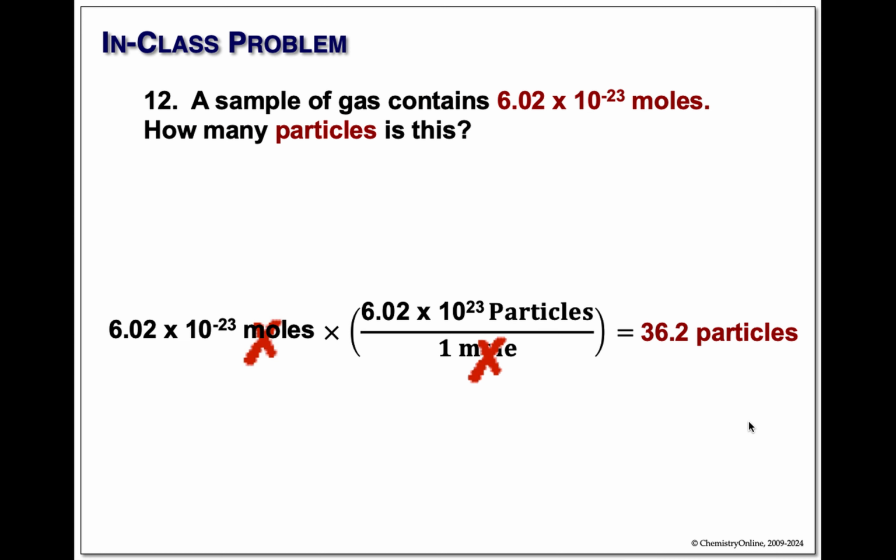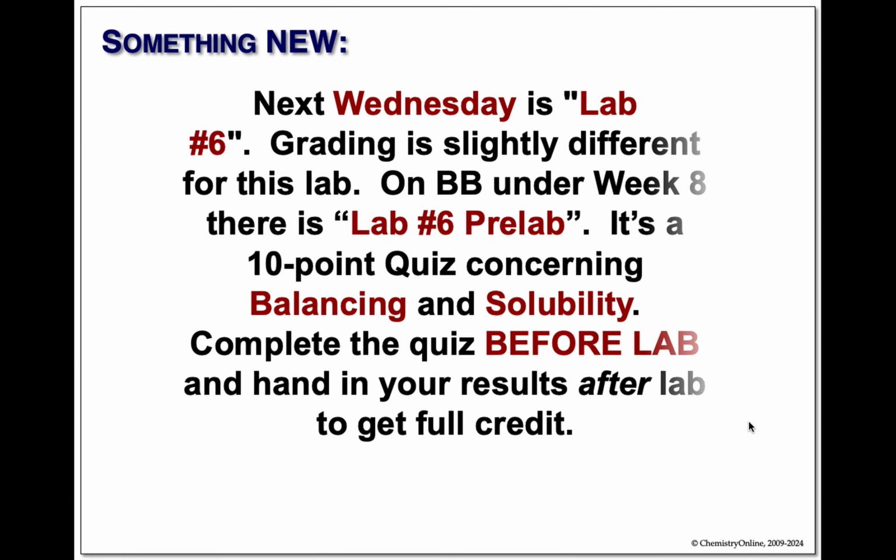Finally, next Wednesday we're doing lab number 6. They want us to do this slightly different this time. We are doing a pre-lab online. So, go to Blackboard, week 8, lab 6 pre-lab. It's a 10-point quiz. This is the only way you earn points for this particular lab. The quiz is very simple. It's just balancing and solubility, but you must complete it before we do the lab.